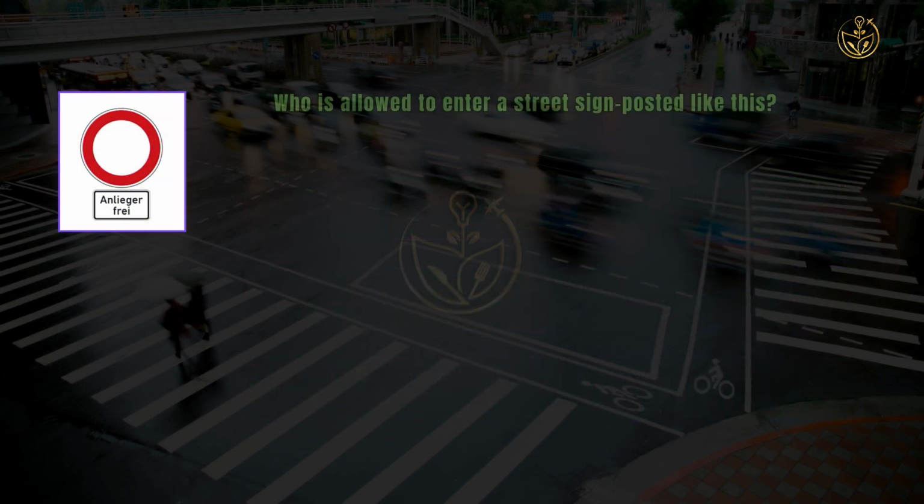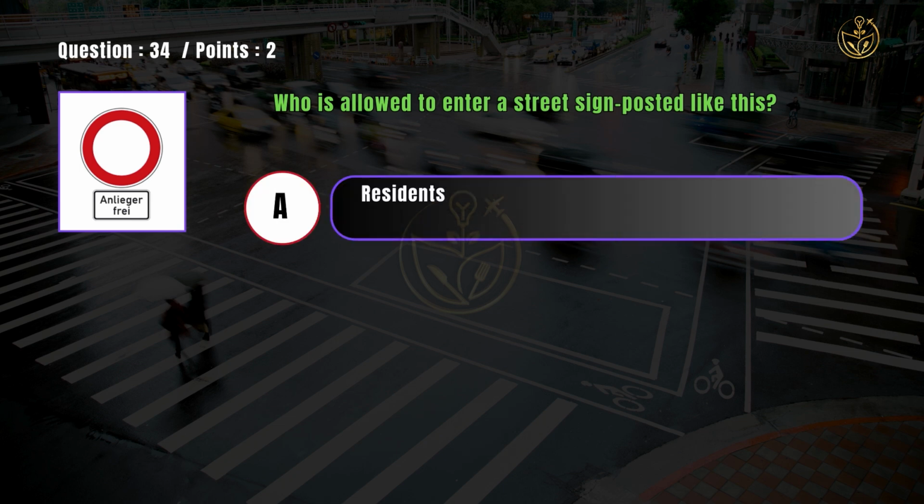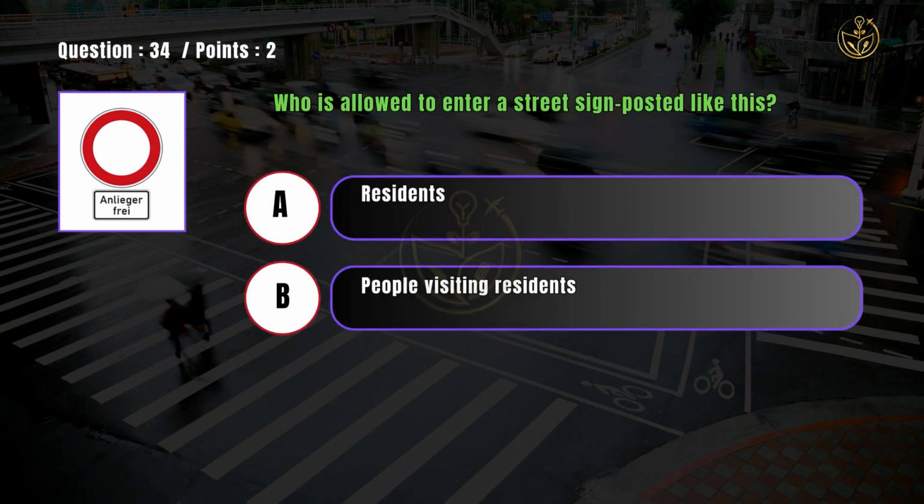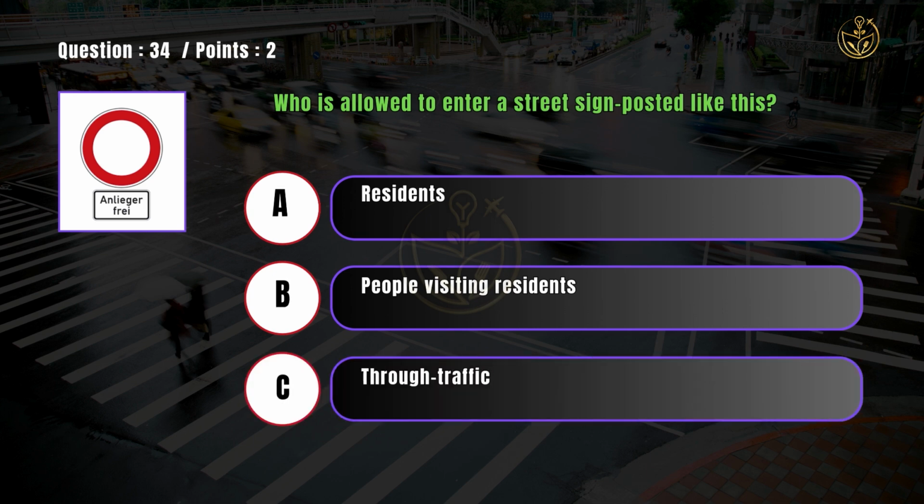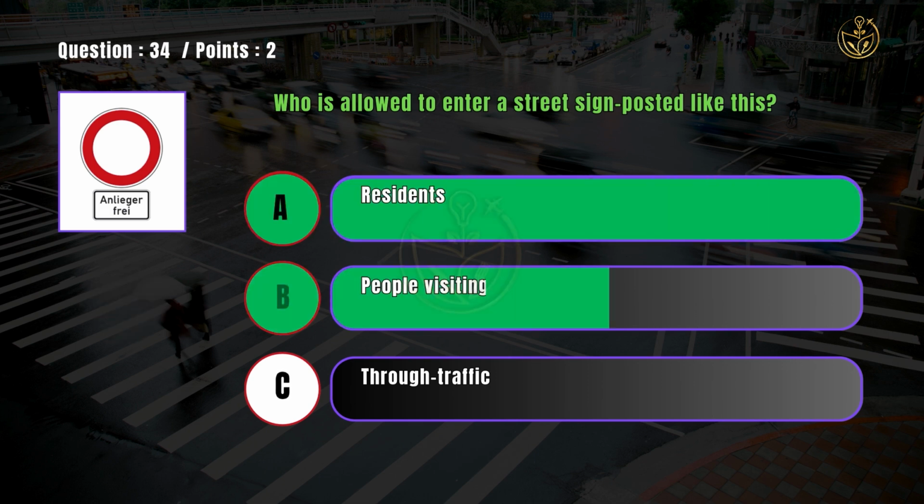Who is allowed to enter a street sign posted like this? A. Residents. B. People visiting residents. C. Through traffic. The correct answers are A and B. This Anlieger frei sign permits access only for residents and their visitors, while prohibiting through traffic.